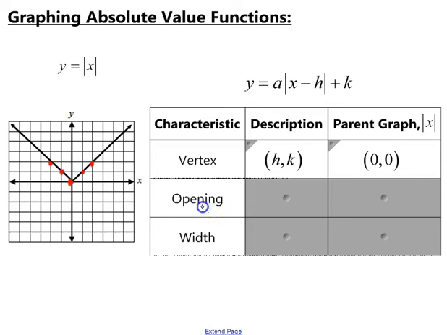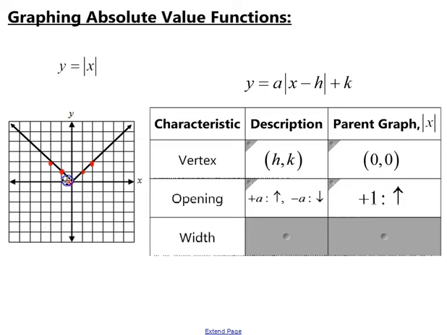When we talk about the opening, I want to know, is this absolute value function, this V shape, opening upwards or is it opening downwards? Now in our parent graph, this is opening upwards. But the way we're going to decide by looking at the equation is based on the sign of a. So we want to know whether a is positive or whether a is negative. We don't actually care about the value of a. We just want to know, is it positive or negative? So if a is positive, it's going to open upwards, just like our parent function, because we have a positive 1 in front of the absolute value. And if a is negative, it's going to open downwards, so this V would open downwards.